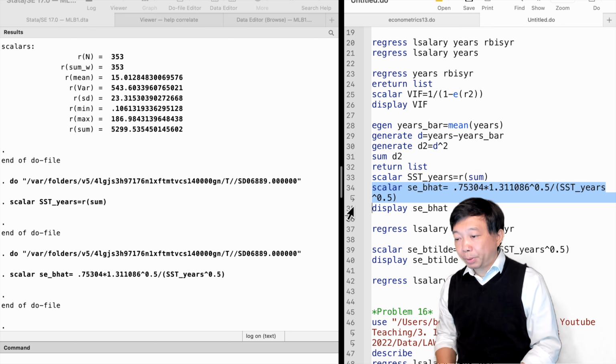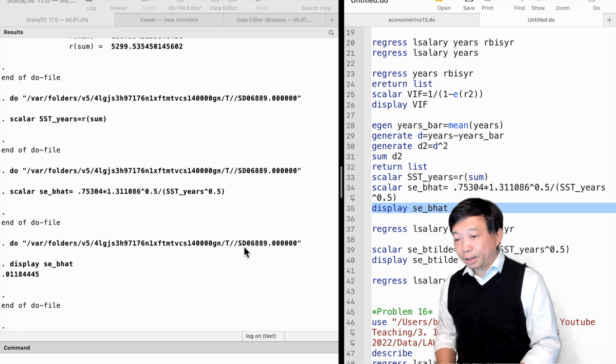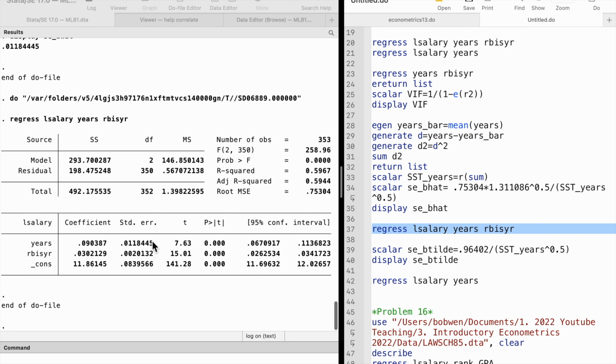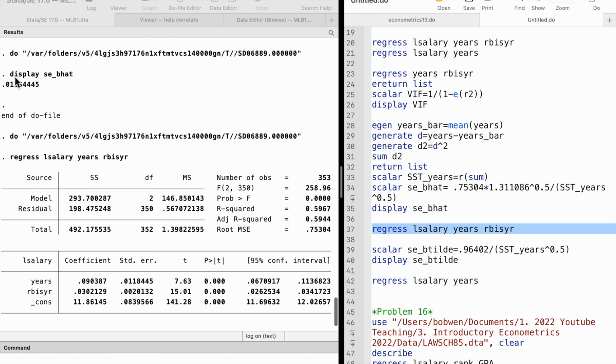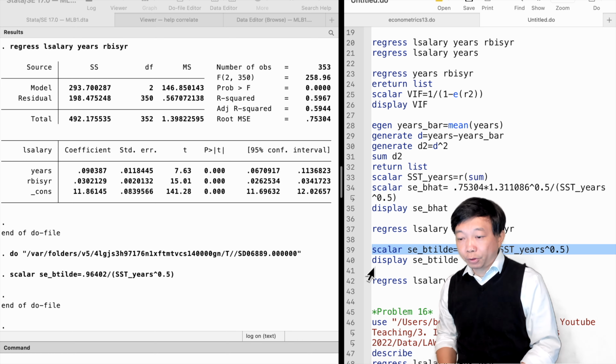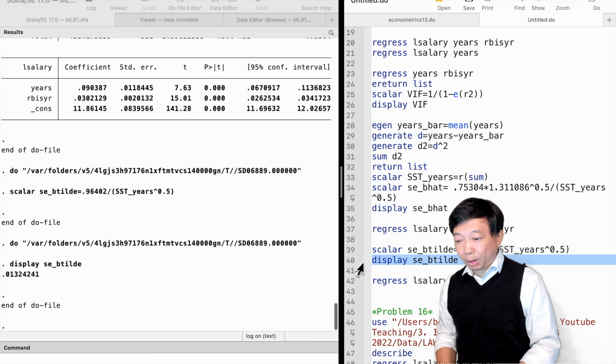Finally, we can compute the standard error for the coefficient on the variable years. It is exactly the same as the Stata reports in the result window. We can also calculate the standard error for the coefficient in simple regression in the same way.